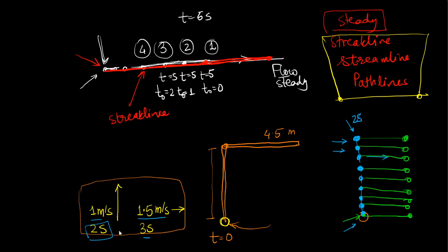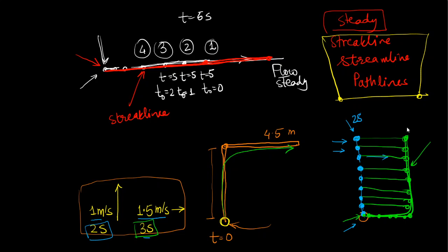But even after 2 seconds there is an injection going on, so all the new particles which are injected after 2 seconds will also lie on this line. So the locus of all the points that I will see is this. The path line for the first particle is this, but the streak line would be this. Is it clear?